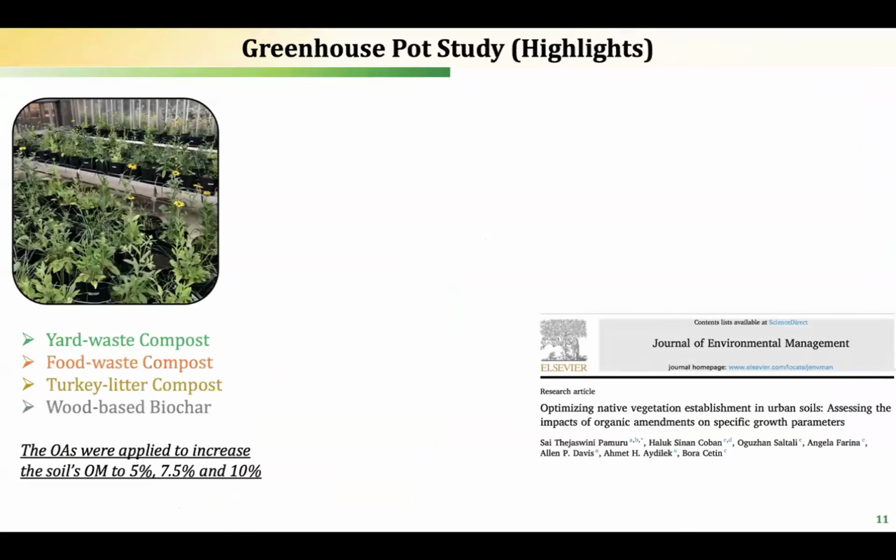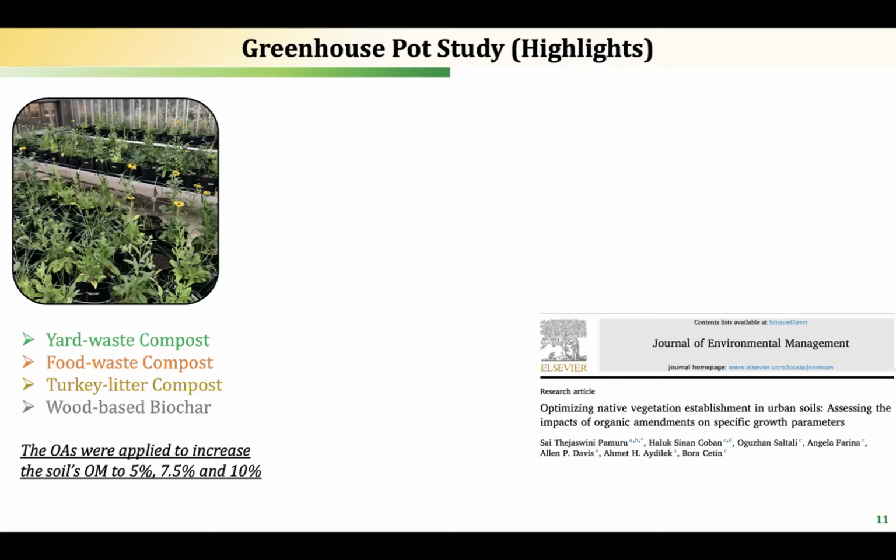So before diving into the mesocosm experiment, I'll quickly present the highlights from one of the first experiments we did, which is the pot study, as it was crucial in our decision-making process. In our pot study experiment, we tested 3 types of composts, Dr. Cetin already mentioned, that were derived from yard waste, food waste, and turkey litter. And we also evaluated one wood-derived biochar as the 4th amendment for vegetation growth.